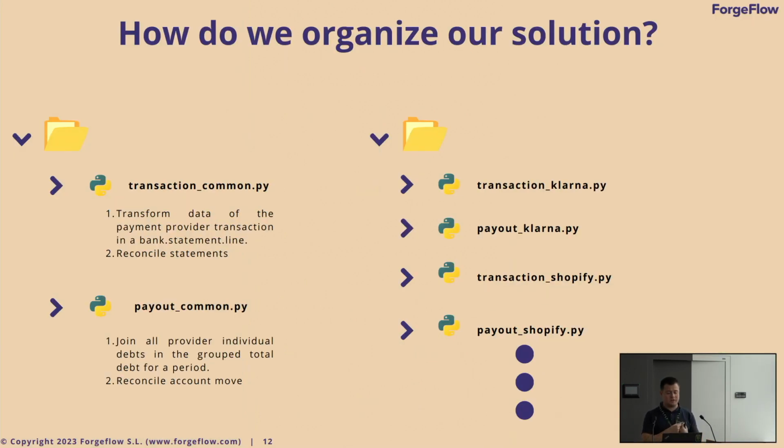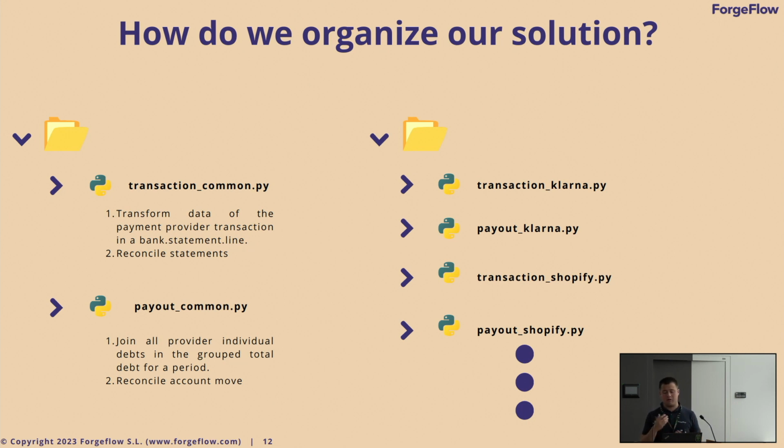And how have we organized this solution? It's quite similar to the previous one that we use to extract the data, but for reconciling. We have a model with a file with the common code and a script to do this job of using the payment provider transaction, creating the bank statement lines and reconciling, and the same for the payout, that uses the Odoo format and the Odoo fields already, so it's common for all of them.